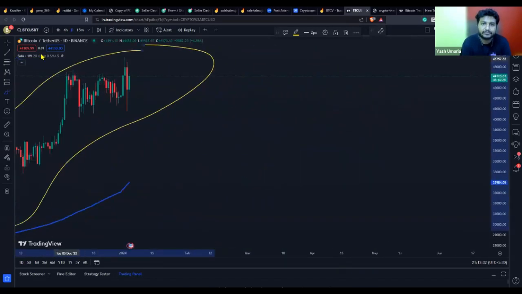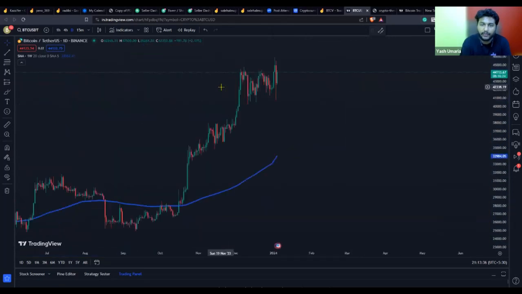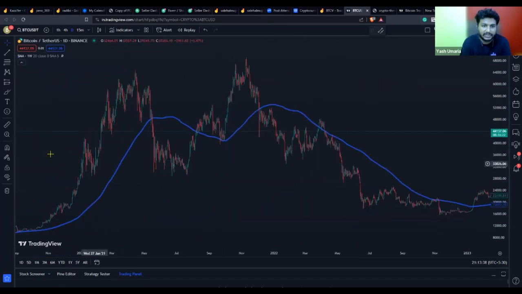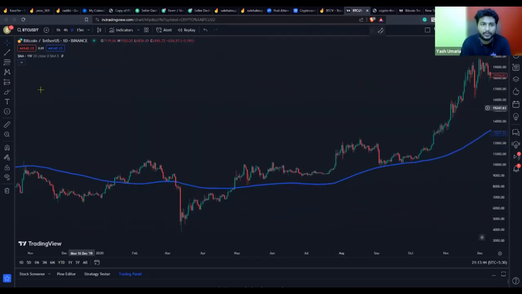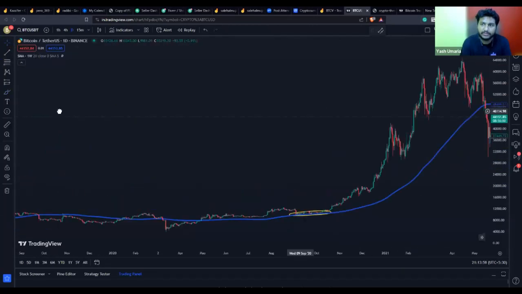Generally, whenever a new bull market starts, we get support from the 20-week moving average. So in the previous market cycle, or I can say at the start of the previous market cycle, we got the support of the 20-week moving average.